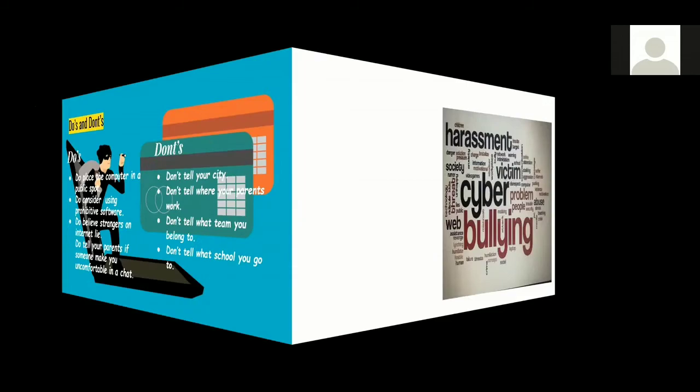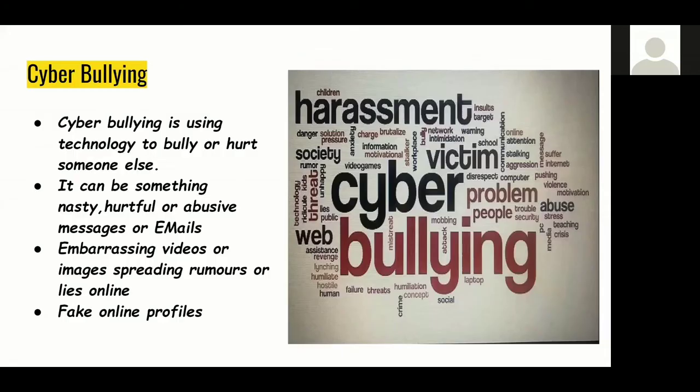Cyberbullying. This is a very important point when we use the internet. Cyberbullying is using technology to bully or hurt someone else. It can be nasty, hurtful or abusive messages or emails. We should just ignore it. It can also be embarrassing videos or images, spreading rumors or lies online, or fake online profiles. These cyberbullies are mean people who just want to bully us, and we should just ignore them or tell our parents.